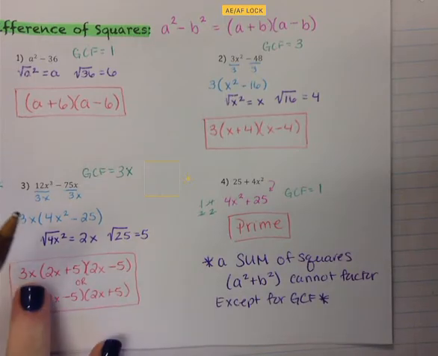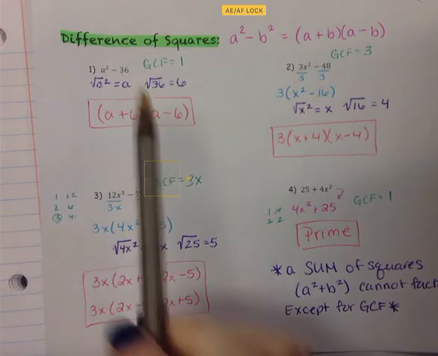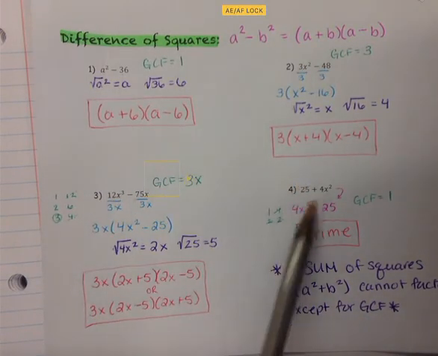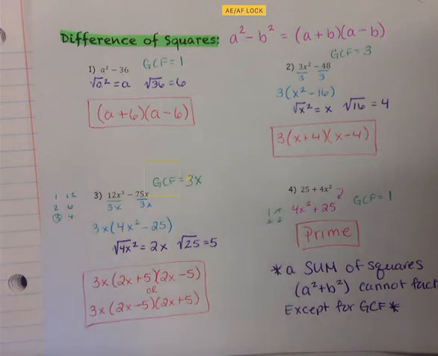And I did not mention this yet, but if you notice, all of the beginning terms, the leading coefficients, even when we rewrote this, they were positive. If you ever have a leading coefficient that is negative, your GCF should include a negative.